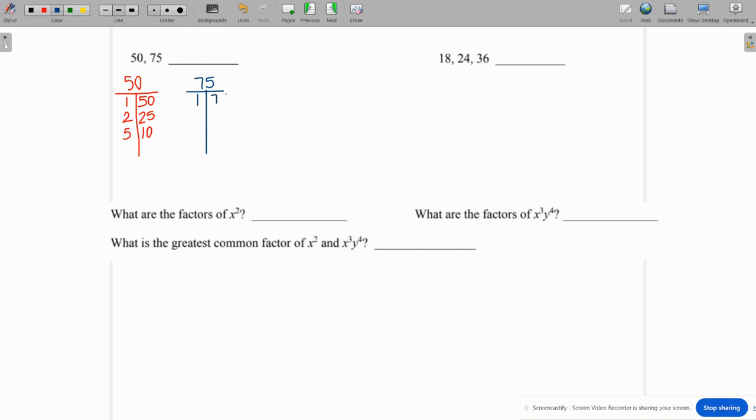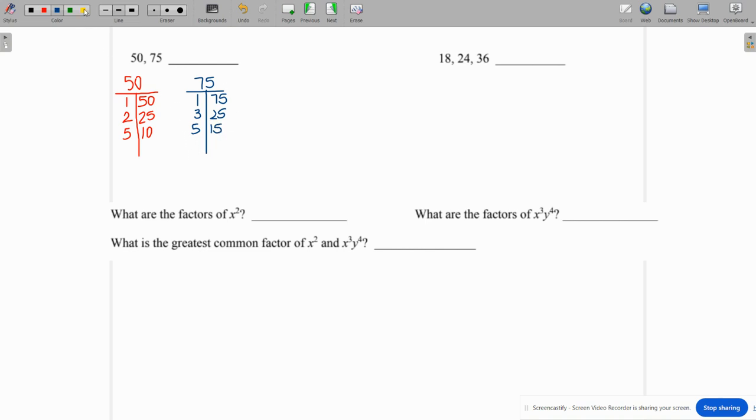1 times 75, 2 is not a factor. 3 times 25, 4 is not a factor. 5 times 15, 6, 7, 8, 9, 10, 11, 12, 13, and 14 are not factors, but 15 is, so we've made our full loop.